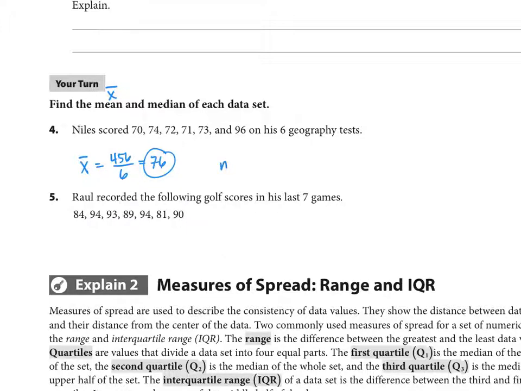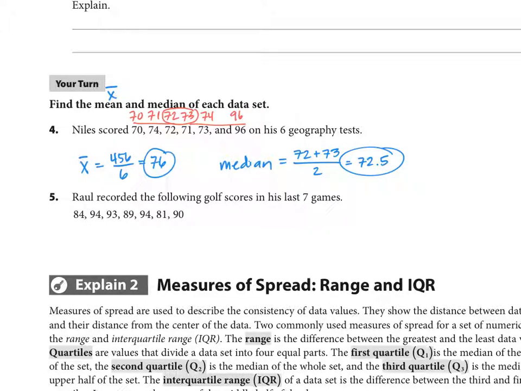And the median, we have to put this in order first. So in order it's going to be 70, 71, 72, 73, 74, and 96. That's in order. So you'll see I have 3 here and 3 here. We have 2 middle numbers in this case. So our 2 middle numbers are 72 and 73. So here's a way you can show work for your median. If you have 2 middle numbers, you just find the average between both of them. So that would be 72.5.